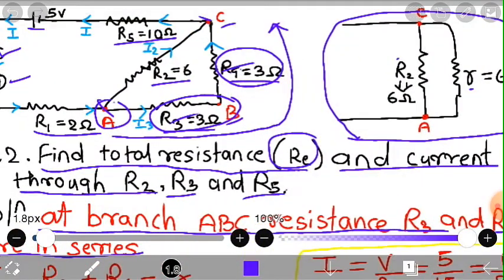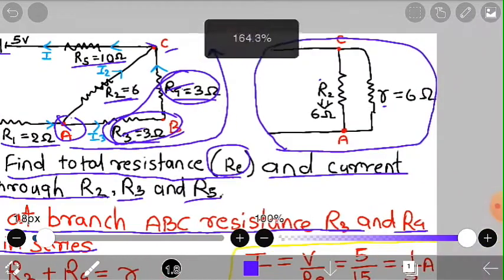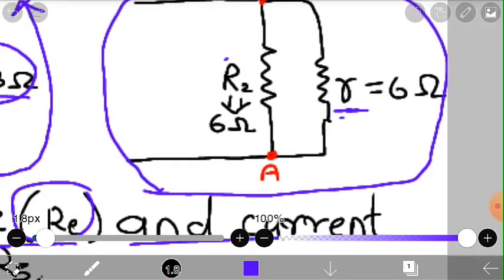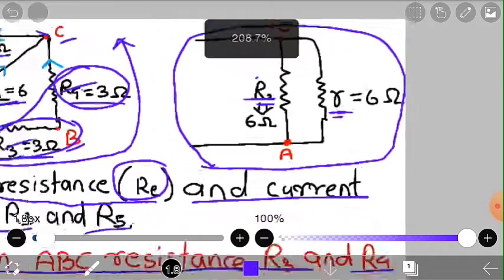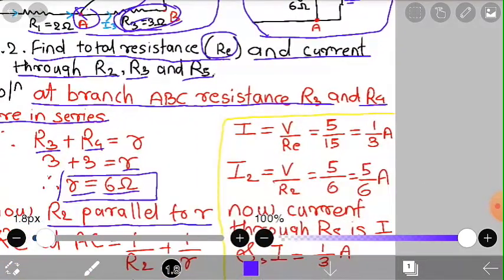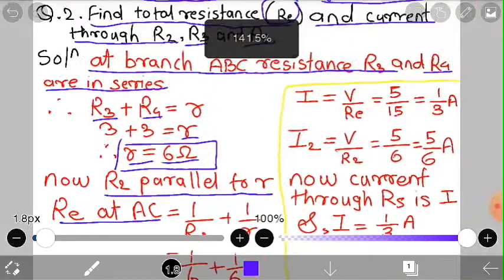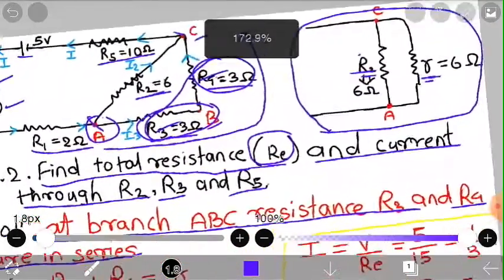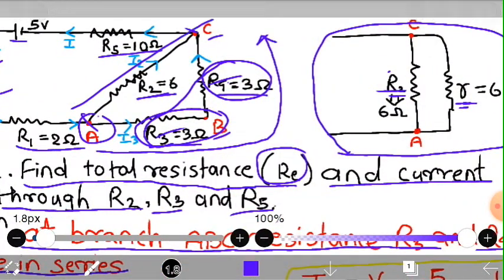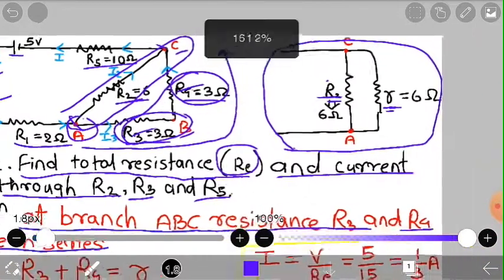So now you can see here this is R2, which is parallel to this equivalent resistance of R3 and R4 that we have denoted here as R. So this R2 is parallel to this R. So we can write in our calculation Re at AC, that is the equivalent resistance at branch AC. So let's see branch AC. So this is branch AC, and in this the equivalent resistance will be calculated.